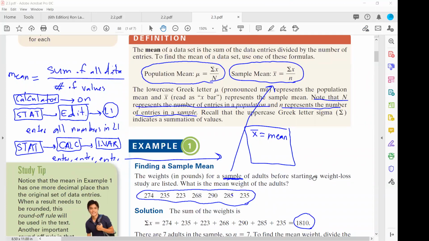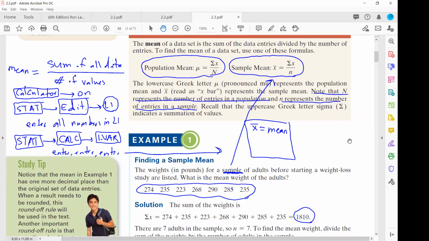After you enter all the numbers, you don't press enter, you just press Stat. After entering these data, you go to Stat. Okay. And then Calc. One variable.